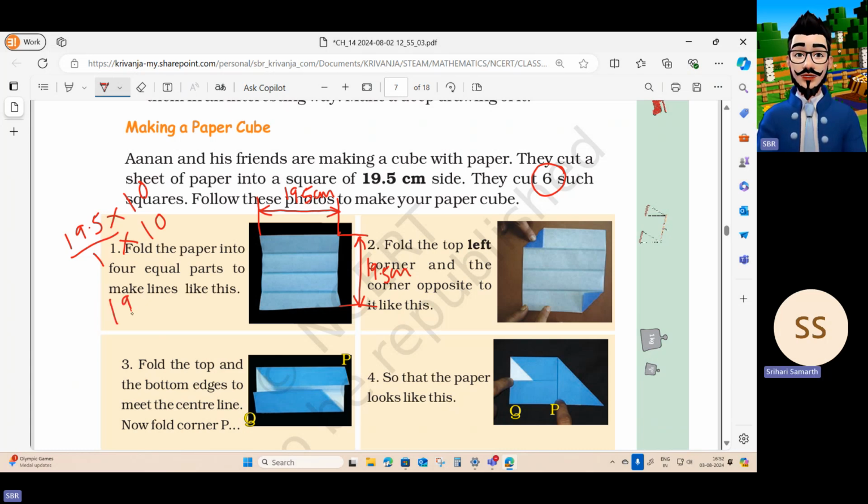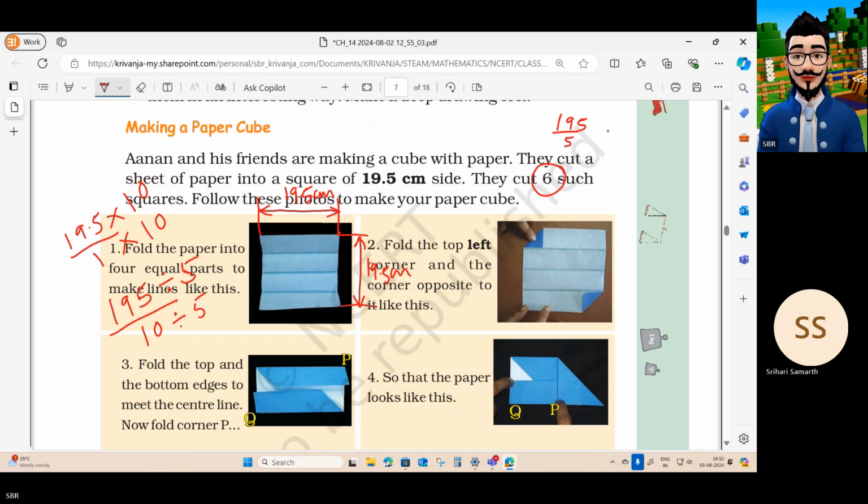It is 195. Beautiful. Next, what is 1 into 10? 10 only. Now what I'll do is divide the numerator by 5 and the denominator also by 5. Will the value change? No, because they are equivalent fractions. So what is 195 by 5?